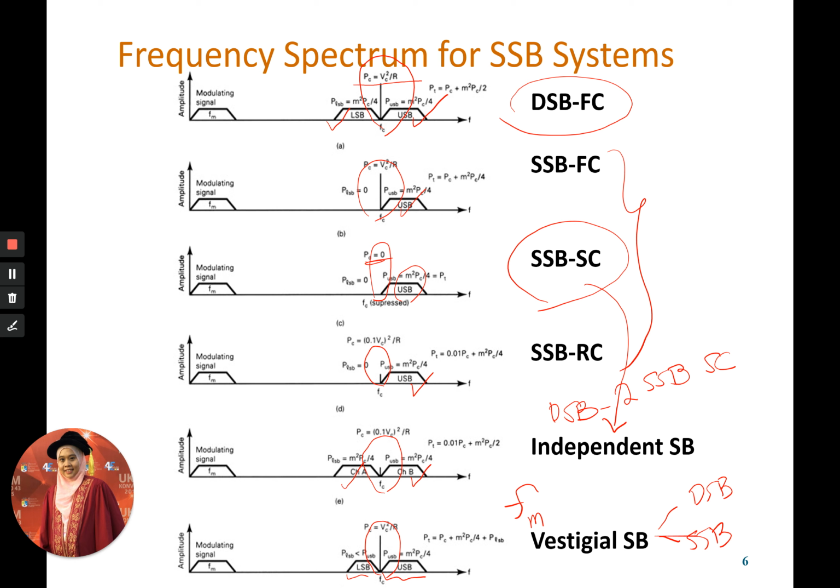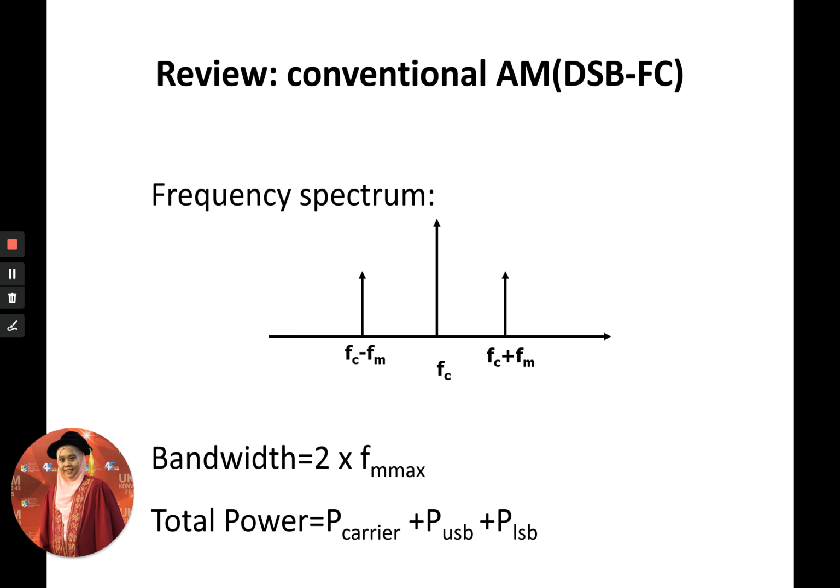All right, and for the sidebands you can take the modulation index m squared times the power of the carrier and divide by 4. Okay, so that will be how we can find the power of each part.